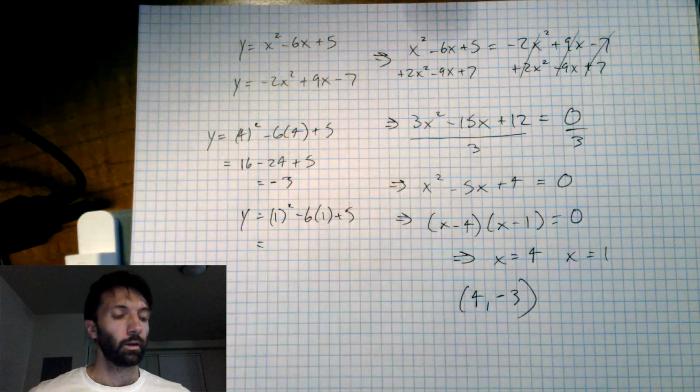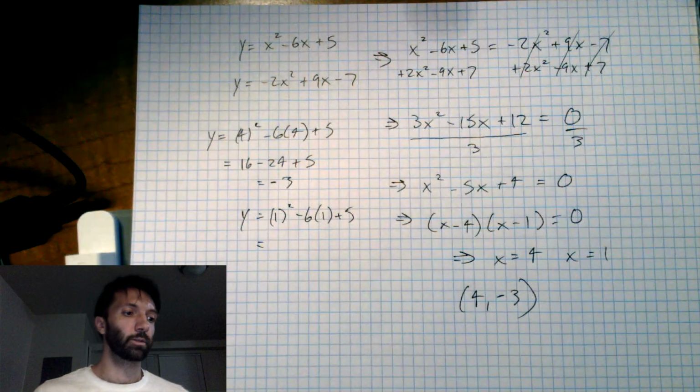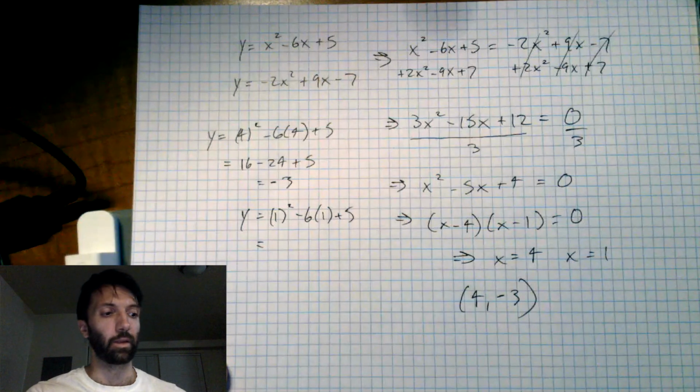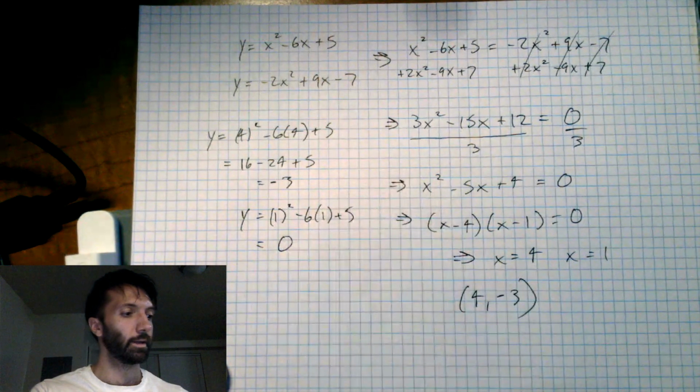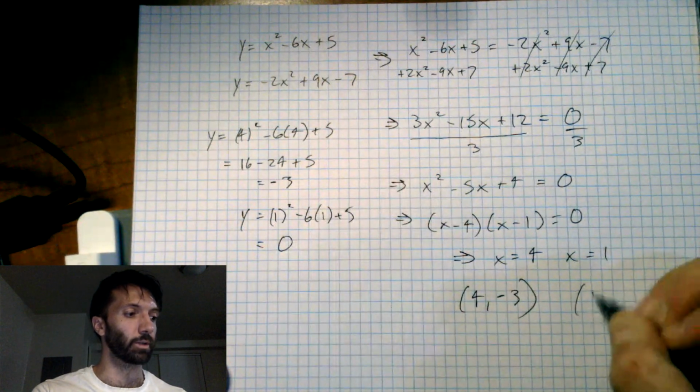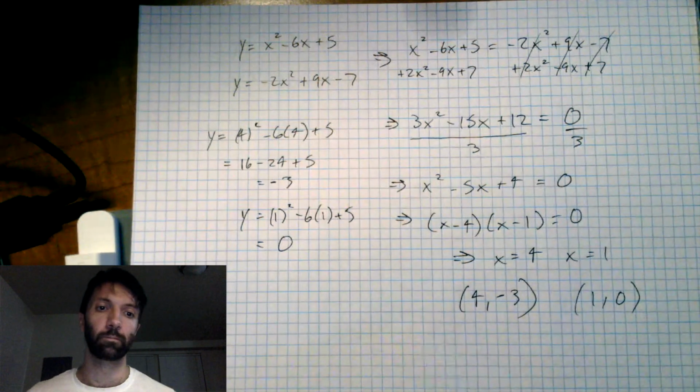All right, and so we have 1 minus 6, which is negative 5, and then plus 5, which is 0. And so the second solution is going to be (1, 0).